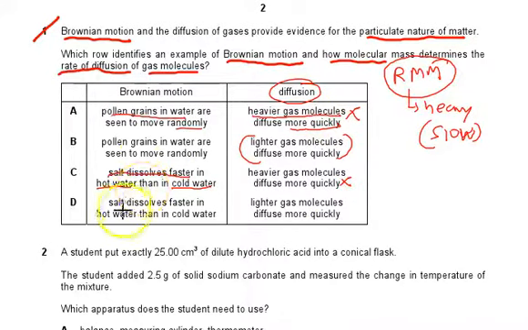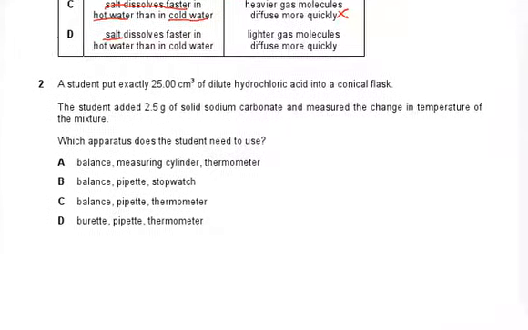And for the particle nature of matter, alright, they want an evidence. So the best evidence here will be pollen grain, because pollen grain can be seen in a microscope. However, for salt we have a very hard time to see their molecule movements. Alright, so B is the best answer over here. Okay, now let us go to the second question.